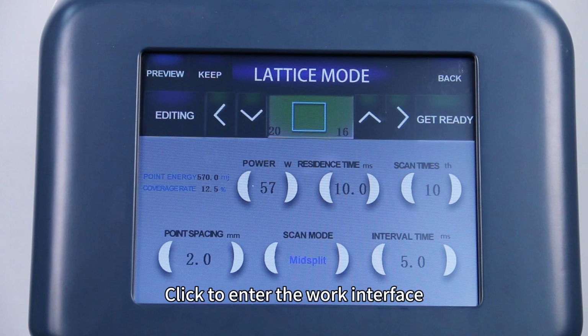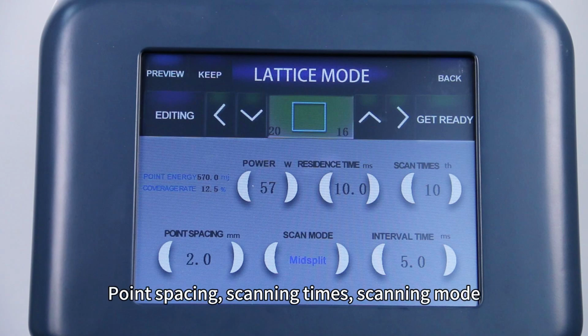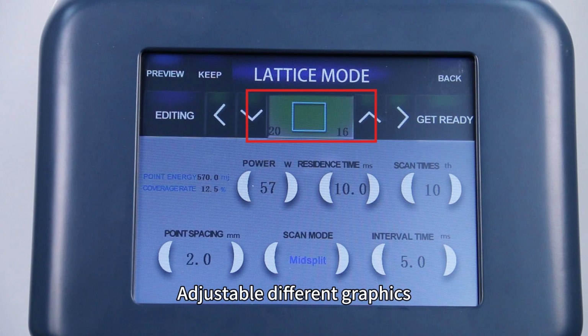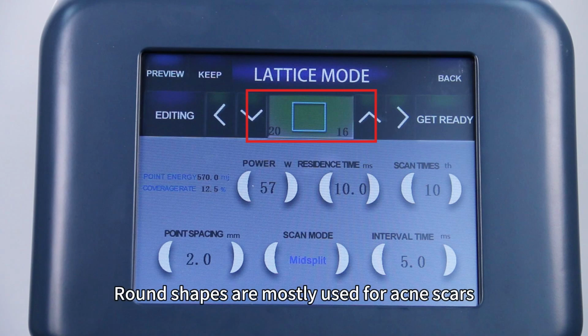Click to enter the work interface. Preview, back, ready, point spacing, scanning times, scanning mode are adjustable, with different graphics. There are 6 graphics to adjust. Square is for large area skin resurfacing, widely used to remove stretch marks. Round shapes are mostly used for acne scars.